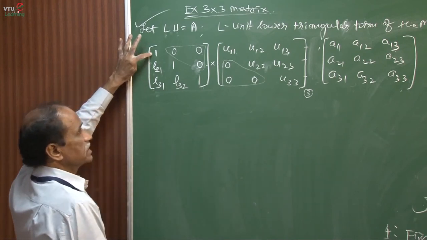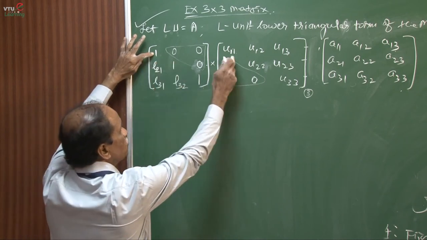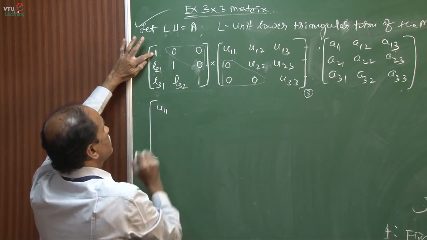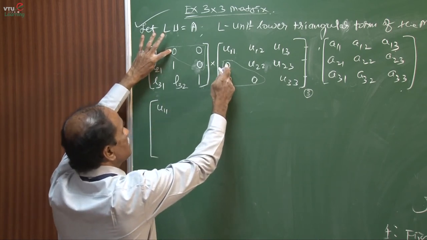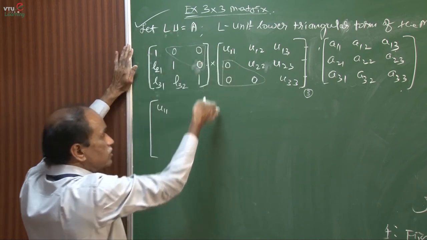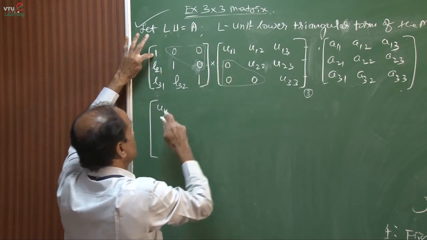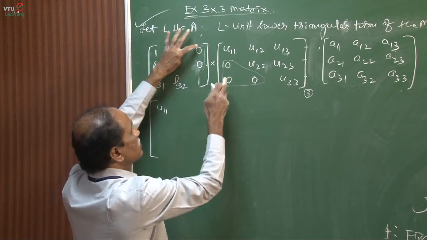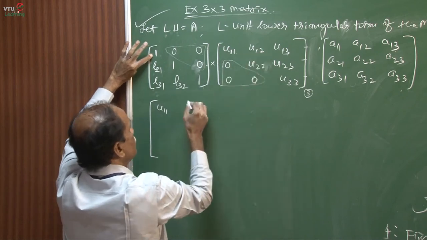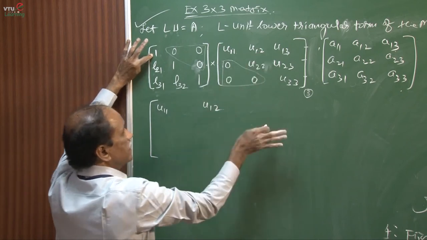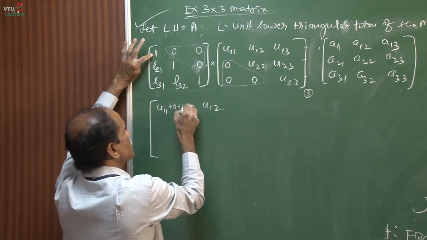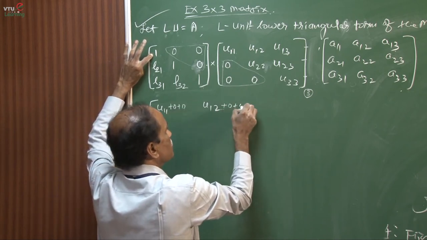Okay, now I shall start with the first one. That is 1 into U11, and 0 into 0, and 0 into 0. You have to go like this. First row into first column: 1 into U11, 0 into 0, 0 into 0. Next, first row into second column: 1 into U12. So that is the same. The remaining two are 0. If you want, you can write plus 0, plus 0 like that. Here also you can write plus 0, plus 0.